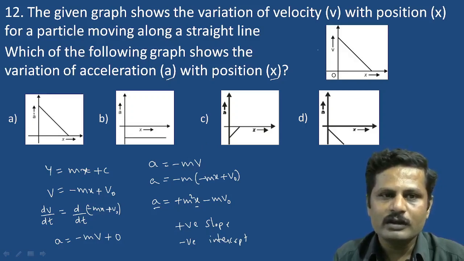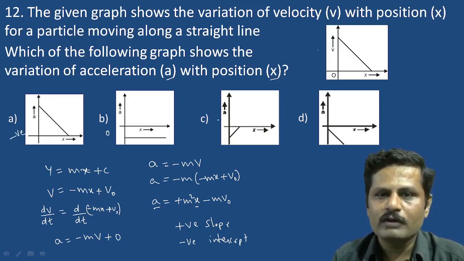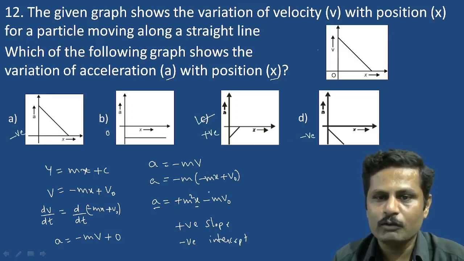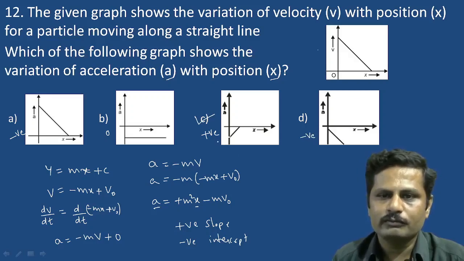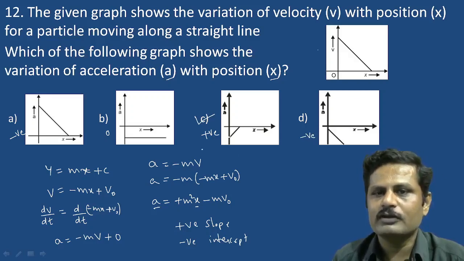Here we can see that option A has negative slope, this one has 0 slope, whereas this one has positive slope because it is inclined to the x-axis, and option D has negative slope. So option C would be the correct answer. Moreover, this C also has a negative intercept, positive slope and negative intercept, so both are in option C. Therefore option C is the correct answer.